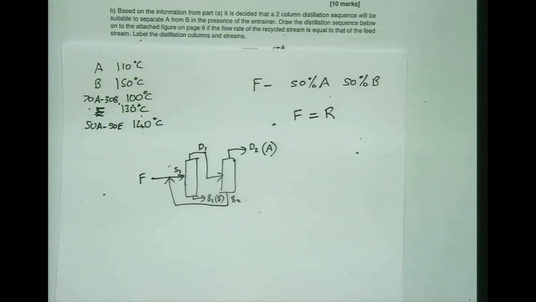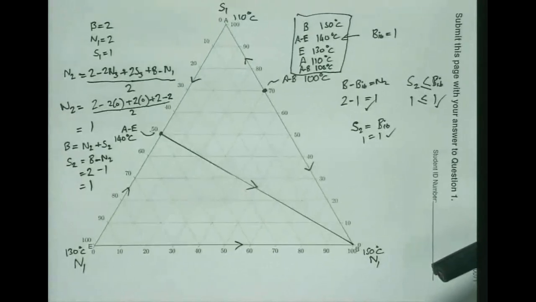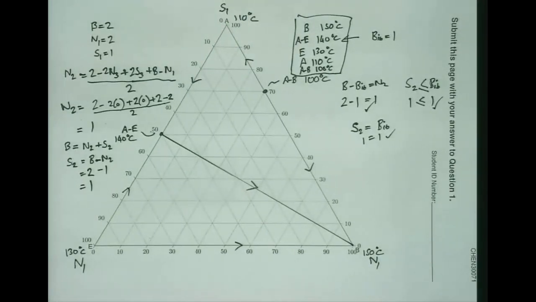And if we look at our residue curve that we've already drawn, what you'll immediately see from this is that we can't treat recycling pure entrainer because we've got a distillation boundary in the way. So what we're actually doing is homogeneous azeotropic distillation. So what we're recycling around is that azeotrope of A and E, the mix of A with the entrainer, okay?